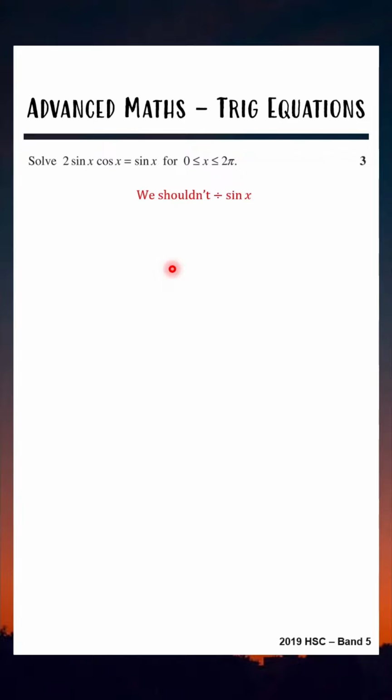Okay, now first thing I'm going to tell you guys to do here is to not take both sides of the equation and divide by sine x. That's what a lot of people want to do here because it's going to simplify both sides. But what you're forgetting is that sine x could actually be equal to 0. And if sine x is equal to 0, you can't divide by 0.